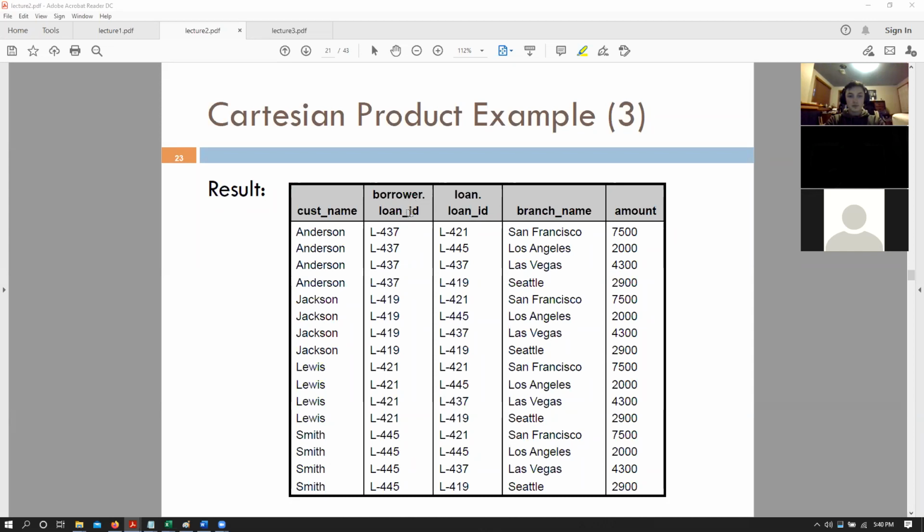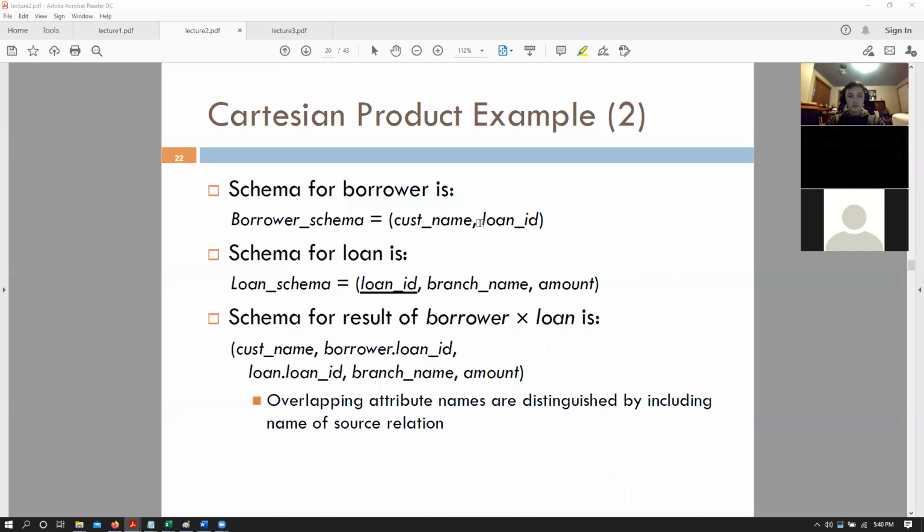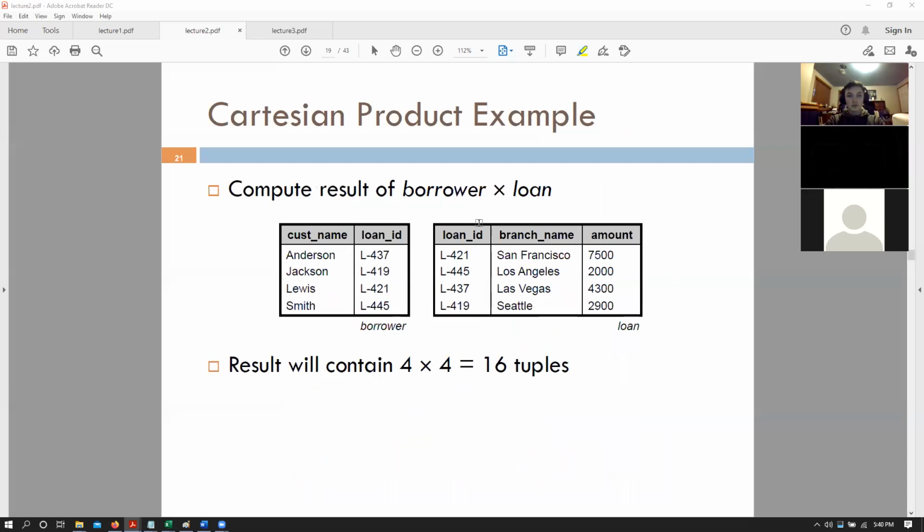They are the same thing. So borrower.loan ID, loan.loan ID. So let me ask you guys a couple of questions. In this scenario, we can say that customer name is your primary key for borrower, and loan ID is your primary key for loan.